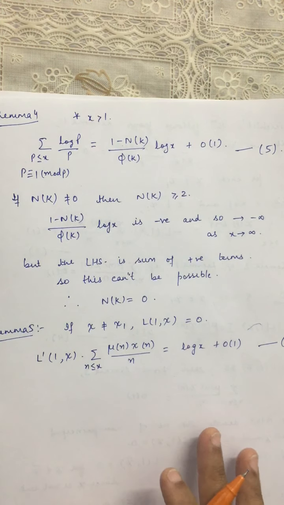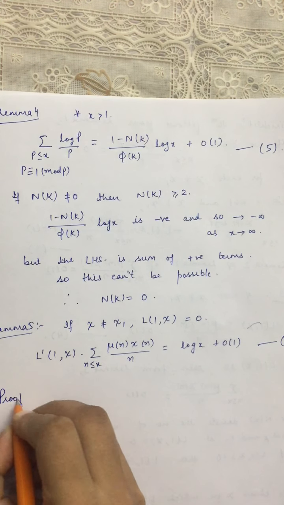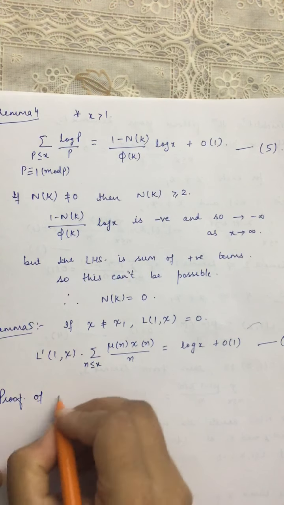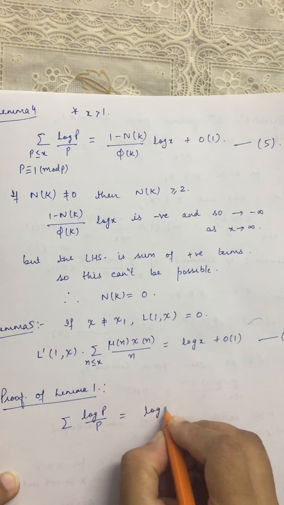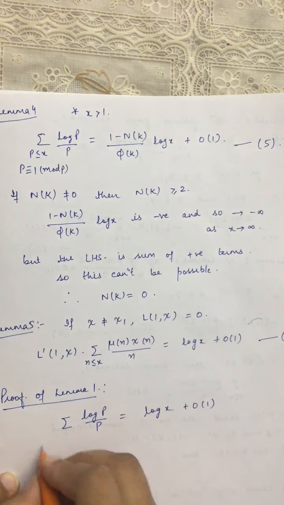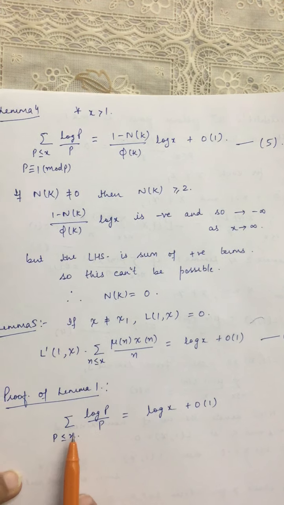So firstly we prove lemma 1. Here we start the proof of the theorem with the proof of lemma 1. Now we will start with the asymptotic formula which we have proved in the earlier chapters. Summation log p upon p is log x plus order of 1 over the primes p less than or equal to x. Here this sum is over all the primes p less than or equal to x.